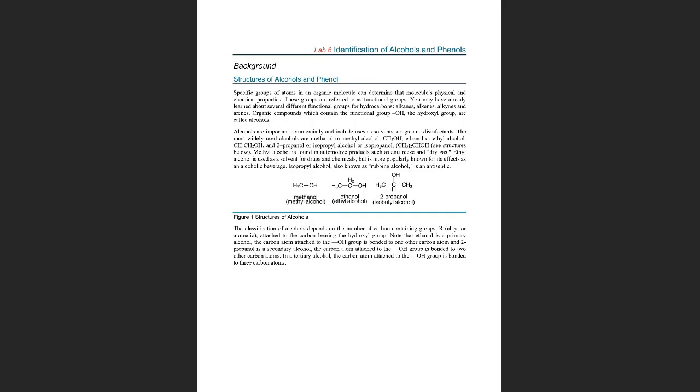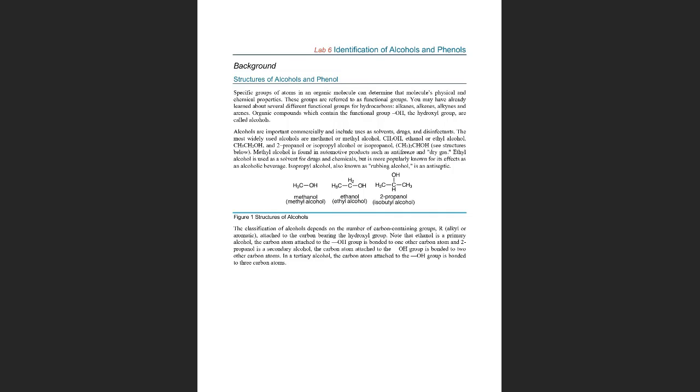In organic molecules, specific groups in the molecule determine the physical and chemical properties of the molecules. And those groups are called functional groups. You have already studied alkanes, alkenes, alkynes, and aromatic compounds. When the compound has the functional group OH minus, the hydroxyl group, it is called an alcohol.